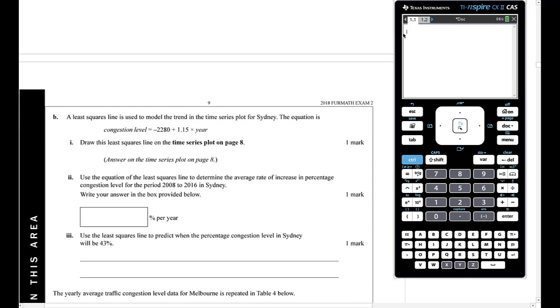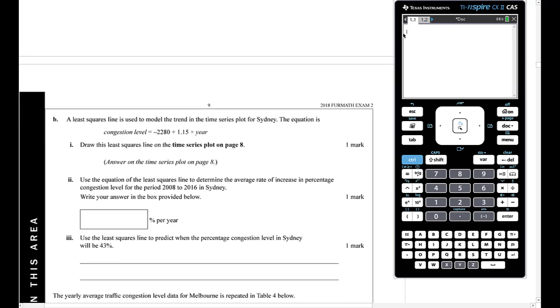So the least squares line is used to model the trend. So we've got a least squares line there, and we've got a year here that we use. Then we're going to get two numbers and we plot them on. This is a trend line we've generated, but now we've got to put that onto the time series plot. So basically you need 2 points. I'm going to pick 2008 just because that's the first year and 2016 because that's the last year.